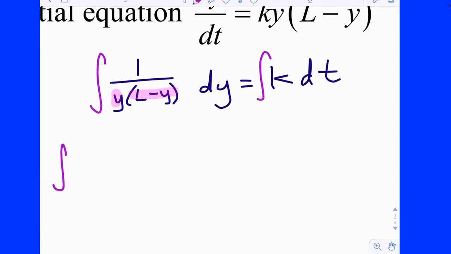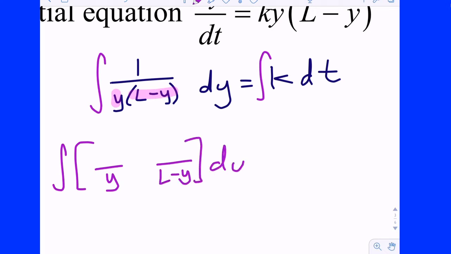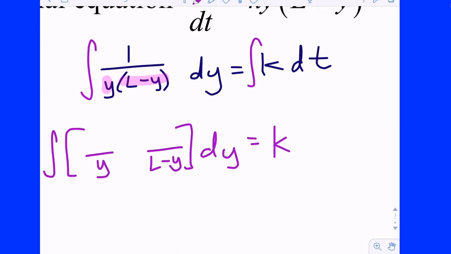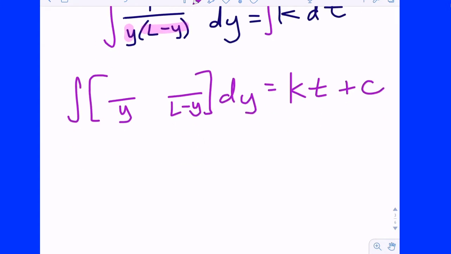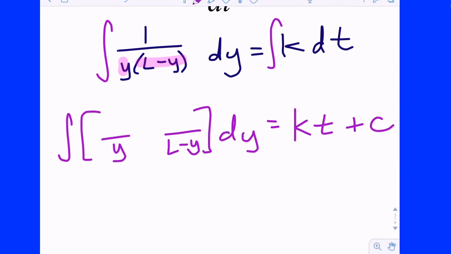So here's what we're going to do. We're going to give each factor its own term. Now on the right-hand side, if you want to go ahead and integrate because it's on its own separate side of the equation, you can call it kt plus c. That's fine. Get that one out of the way. A little bit less writing, or actually maybe more writing, but it's done.